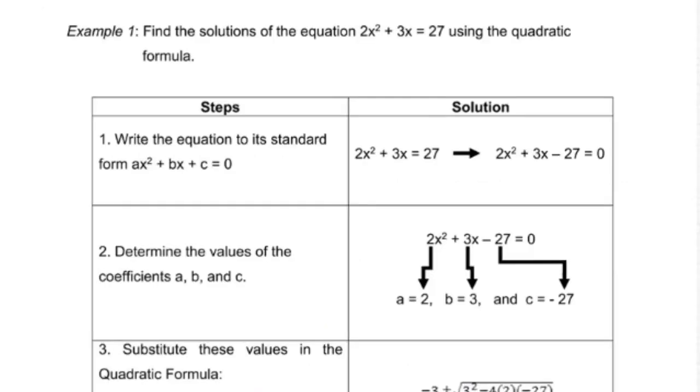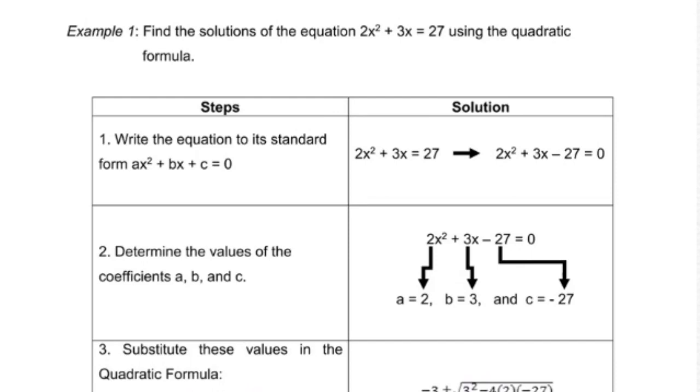Let's have example number 1. Find the solutions of the equation 2x squared plus 3x equals 27 using the quadratic formula. So first step, we're going to write this one in standard form. So we're going to transpose 27 to the left side. So we're going to have 2x squared plus 3x minus 27 equals 0.